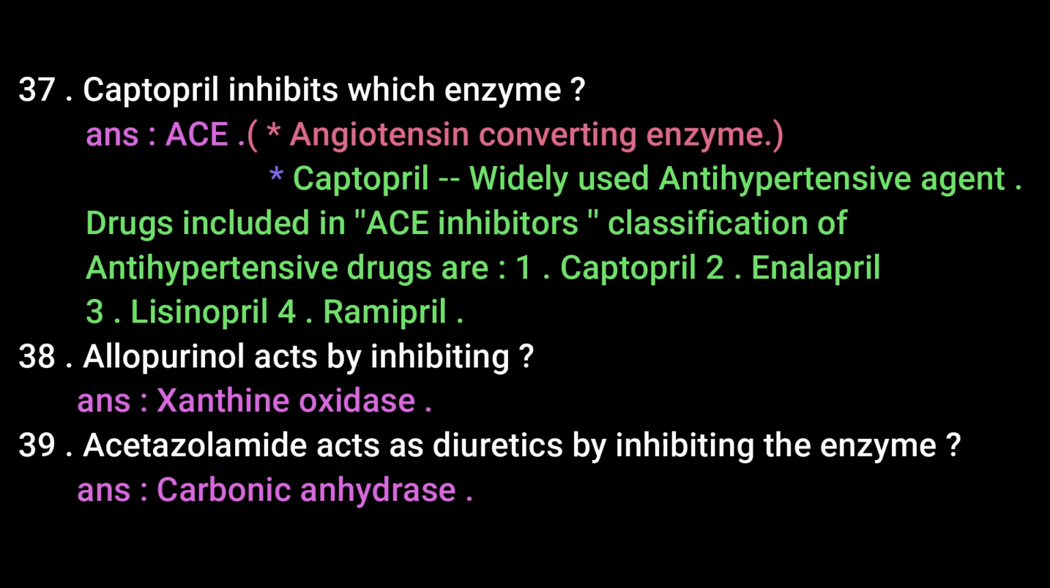Okay, next question, captopril inhibits which enzyme? Answer, ACE. Captopril is an orally active inhibitor of angiotensin converting enzyme, that is ACE, which is widely used as an antihypertensive agent. Other drugs included in the ACE inhibitor classification of antihypertensive drugs are enalapril, lisinopril, ramipril. 38. Allopurinol acts by inhibiting xanthine oxidase. 39. Acetazolamide acts as a diuretic by inhibiting the enzyme carbonic anhydrase.